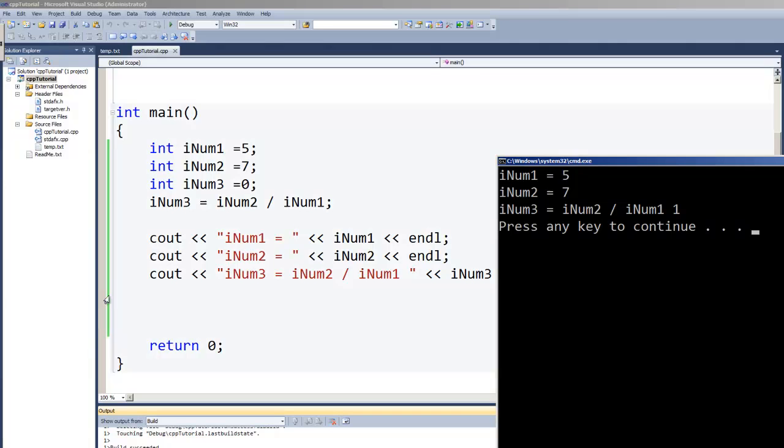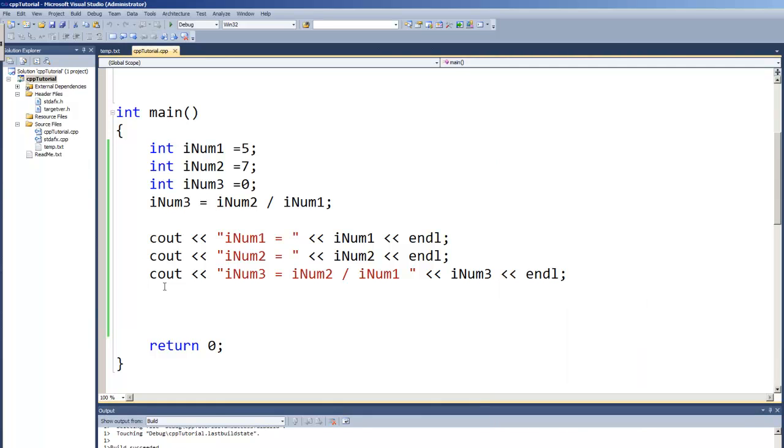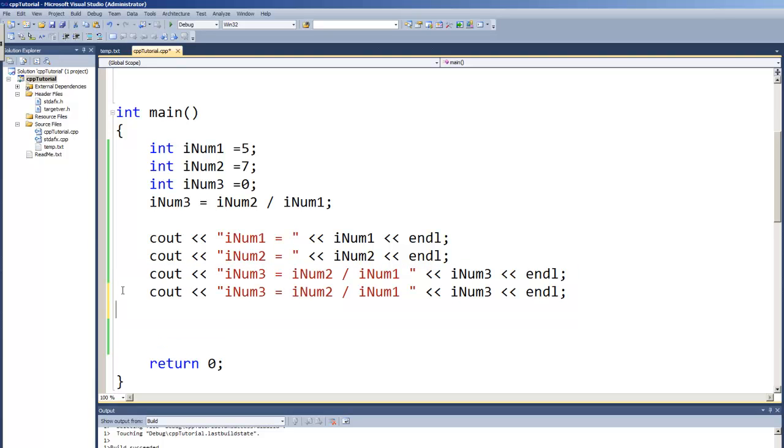Now, I'm going to copy this cout real quick, and let's do a calculation where we say 7.0 divided by 5.0, which are floating point numbers, and I'm just going to put the calculation here outside the quotes.